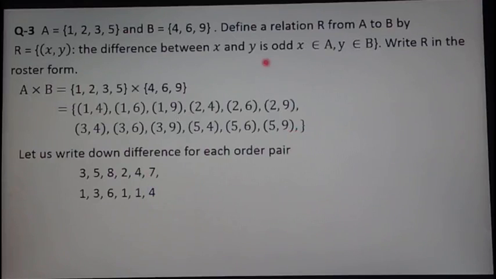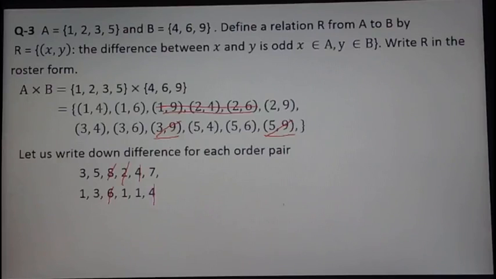We have to consider odd differences. So we will cancel even differences and the related ordered pairs. Let us do the cancellation of even differences. I have cancelled the differences 8 and 4 and the related ordered pairs in the first row, third, and the (4,5) ordered pair, and the difference 6 and 4 and the related ordered pairs I have cancelled.